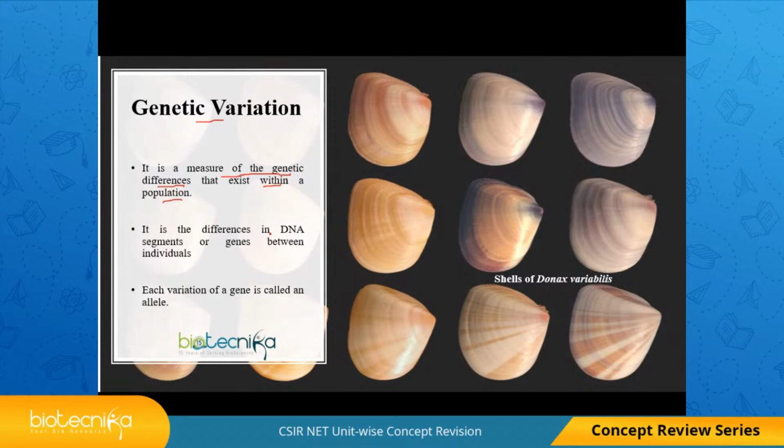Now, these differences can lie in the DNA segments or in the genes between different individuals. So it can be in the DNA segments or it can be in different forms of the genes, what we call alleles. So more variation at the genetic level, more number of alleles for a particular trait, will all enhance or increase the genetic variation in the population. And as you can see in the picture given here, the shells of Donax, you can see there is so much variation here.